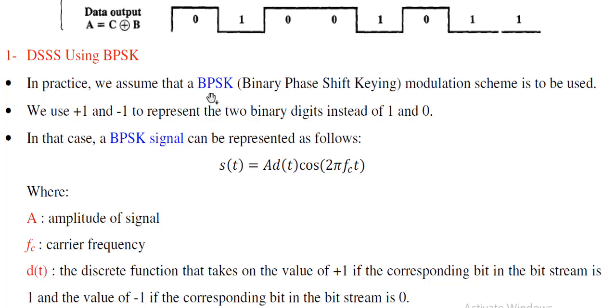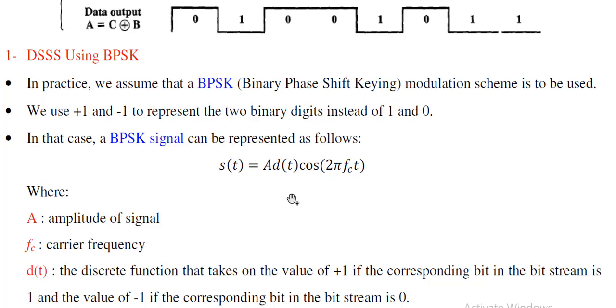Phases are angles like 0, pi over 2, or pi, and so forth. Okay, so here, instead of using 1 and 0, we're going to use plus 1 and minus 1, because we are dealing with multiplications, and the 0 will remove the signal or annul the signal. So we're going to use plus 1 and minus 1 instead of 1 and 0.